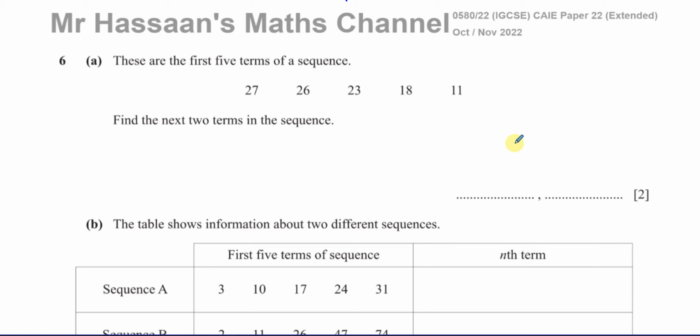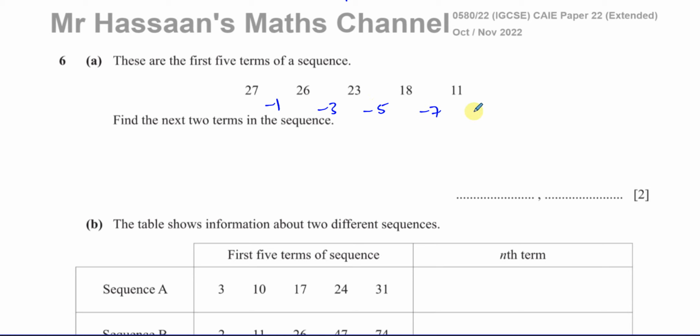So when you have a question like this, what you need to do is to establish how the numbers are changing. If you subtract the number from the one before it, so you do 26 minus 27, you get -1. And then you do 23 minus 26, well, that's -3, so it's going down by 3. 18 minus 23, it's going down by 5. 11 minus 18, it's going down by 7. So every time it's going down by 2 more than it did before.